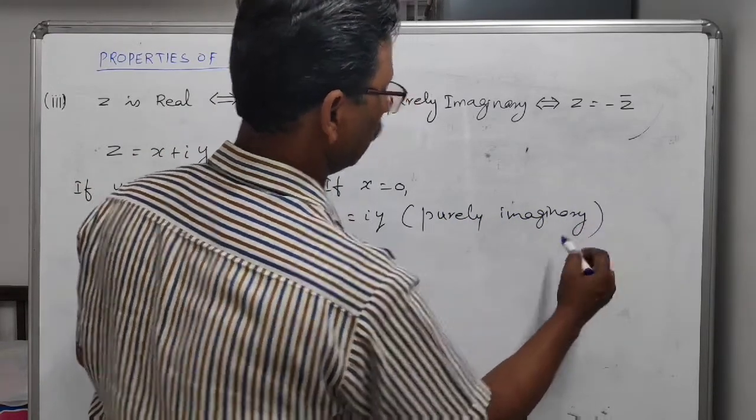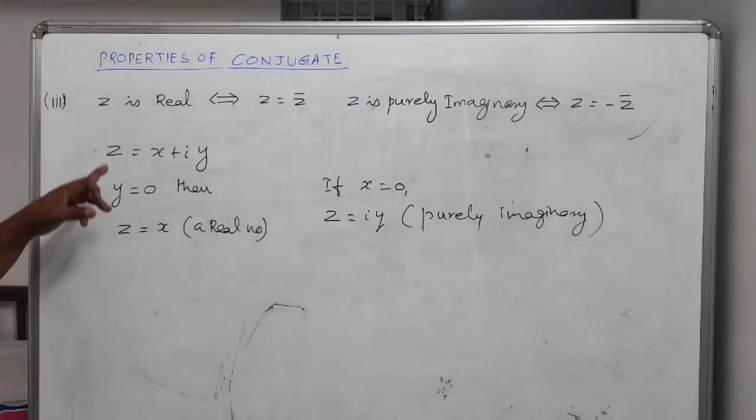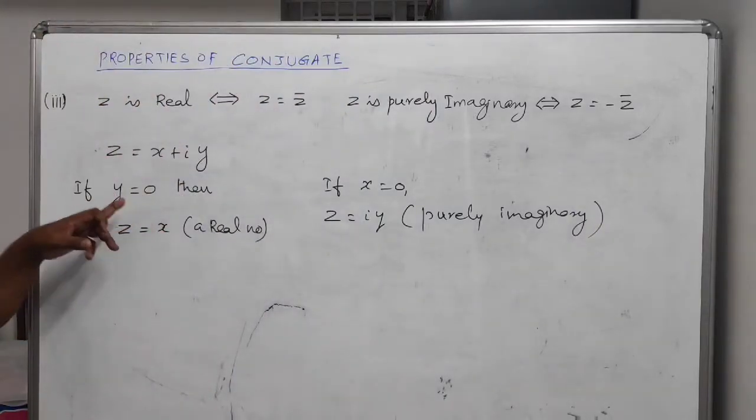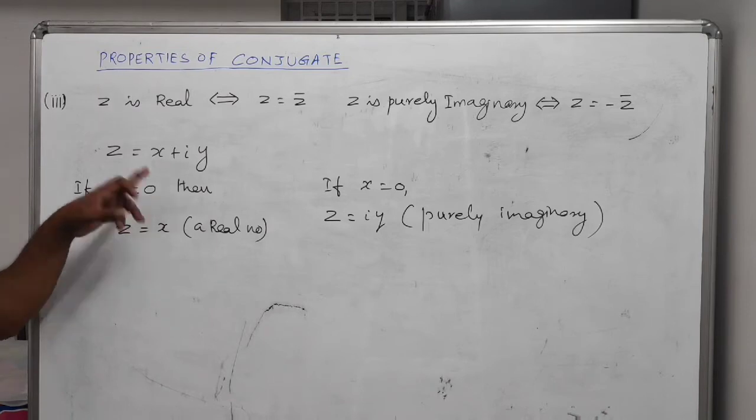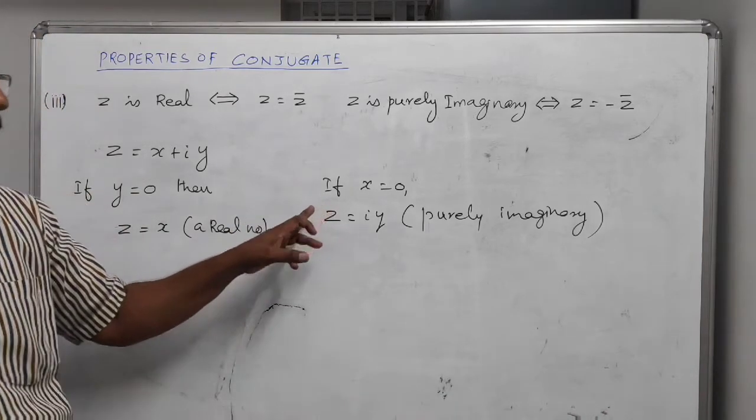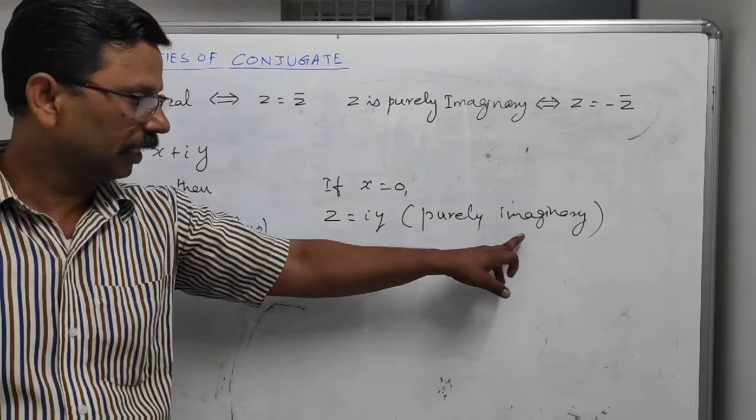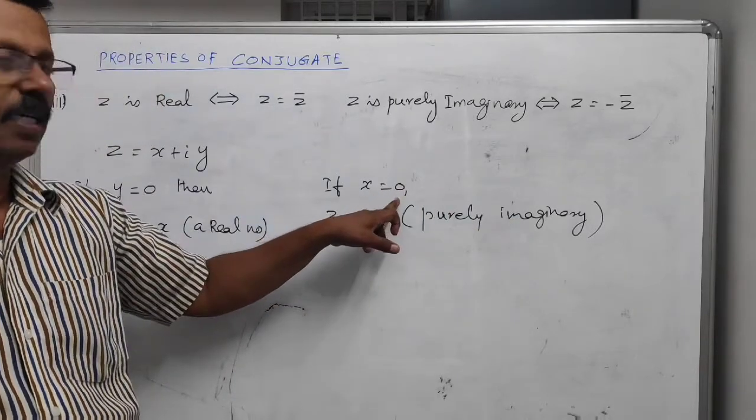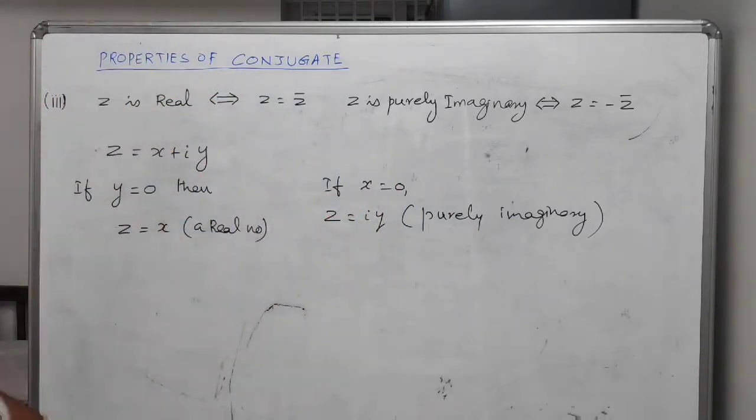Purely imaginary. Therefore, the complex number is said to be purely real only when the imaginary part is 0. Similarly, the same complex number is said to be purely imaginary only when the real part is 0. Now, based on this one, we can prove this concept.